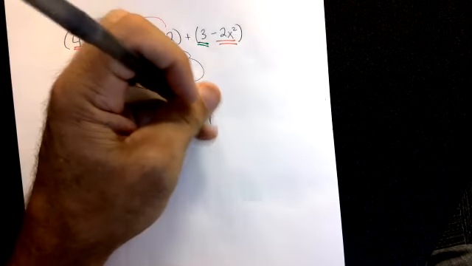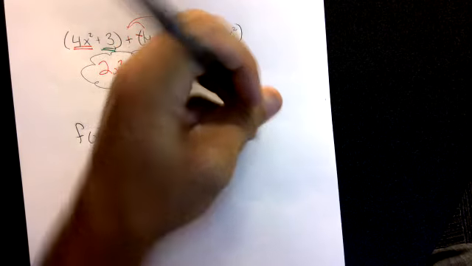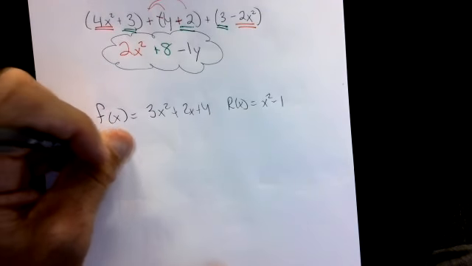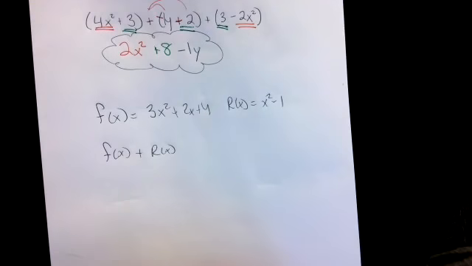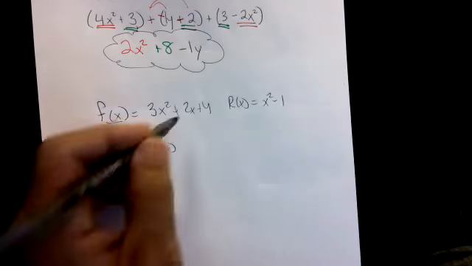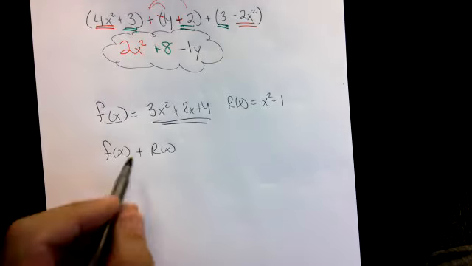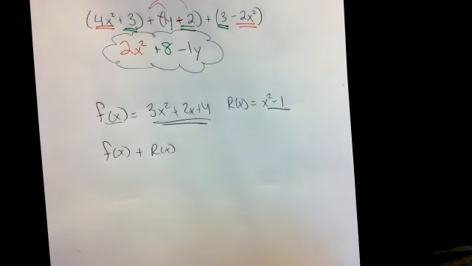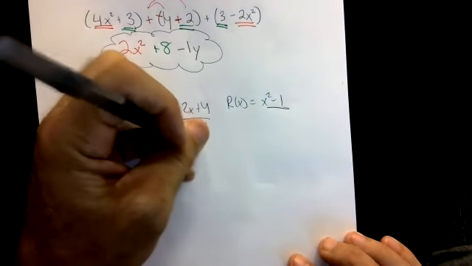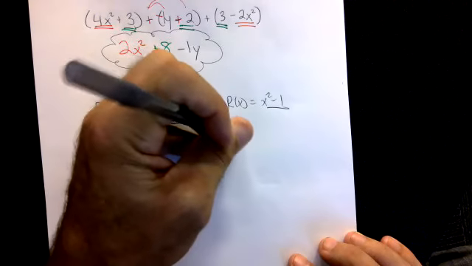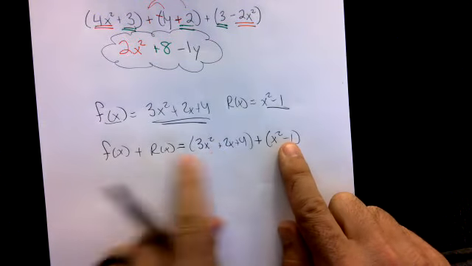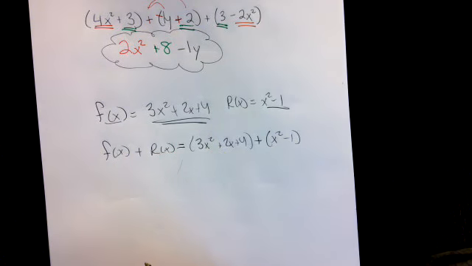And they'll give you another one, say r of x is x squared minus 1. And they might tell you to take the f of x plus the r of x, which isn't anything fancy. It basically just means take f of x, which is this thing, plus r of x, which is this thing. So it's still just adding them together. It's just giving you a different look. So it's telling you to add 3x squared plus 2x plus 4, plus x squared minus 1. So it's literally asking you to do the same thing. It's just making it look a little different.